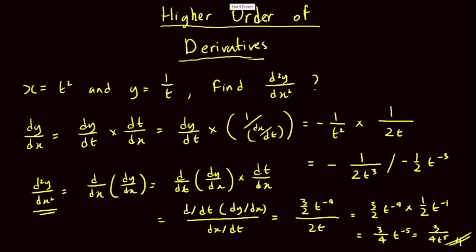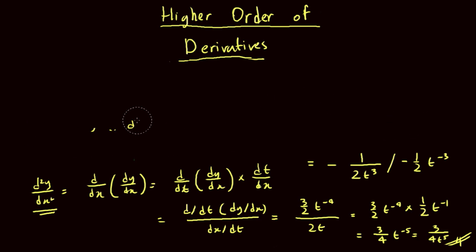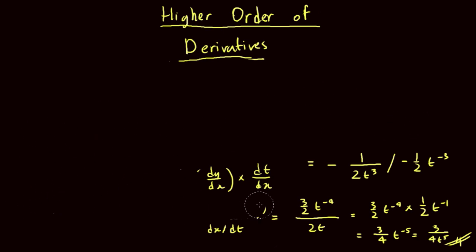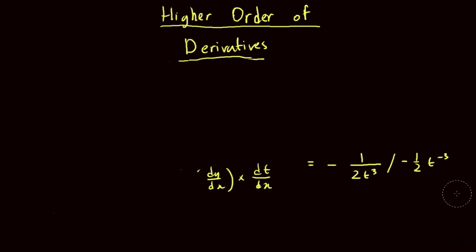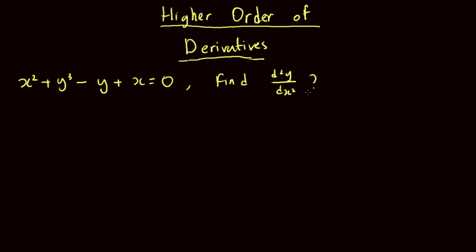Now how about for implicit functions? Okay, now this is a bit interesting. Let's give a simple straightforward example. For an implicit function, let's say we are given the function x squared plus y cubed, minus y plus x equals 0, and we are asked to find d squared y over dx squared. So how are you going to find it?